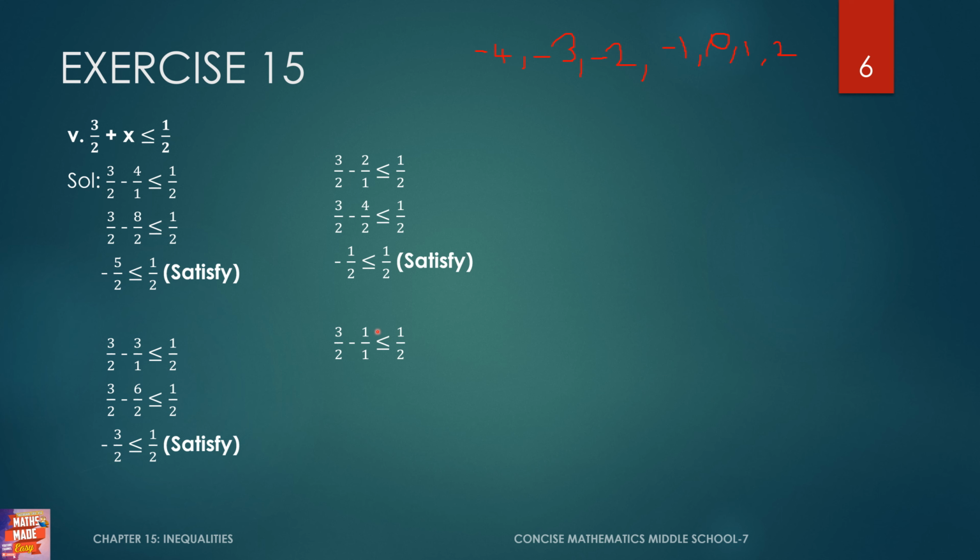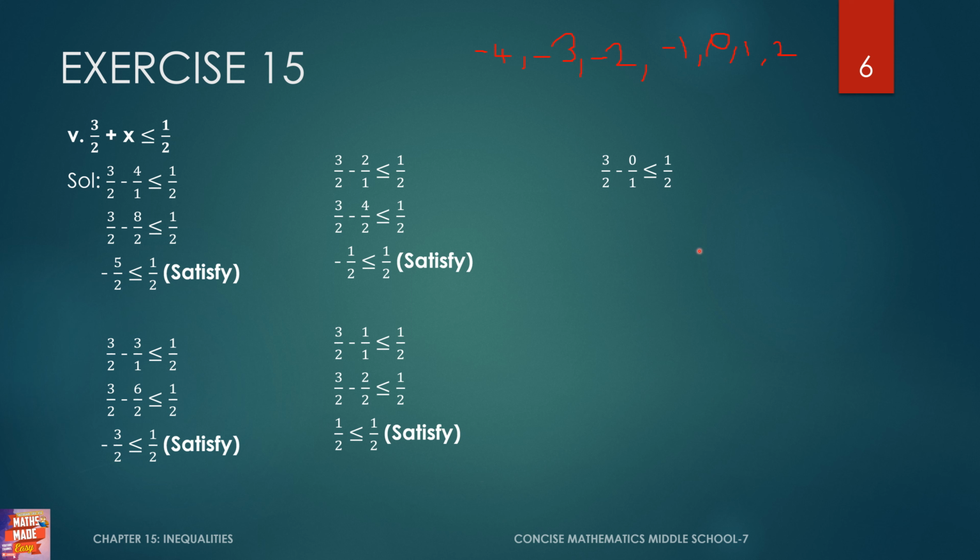3 by 2 minus 1 by 1. Minus 1, we are using this number. Now minus 1. Even here take the LCM and make the denominators equal. 3 minus 2 is 1 by 2. Is it less than or equal to 1 by 2? Yes, they are equal. So write down satisfies.